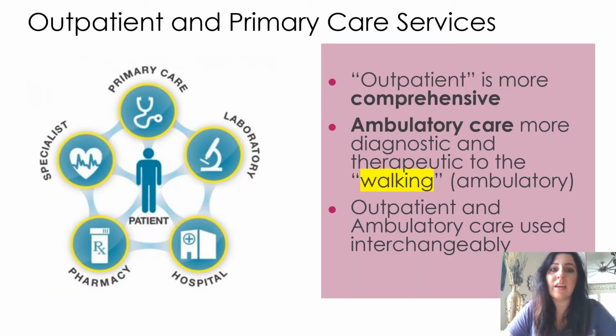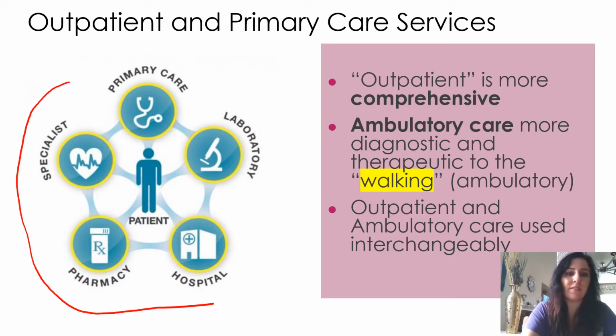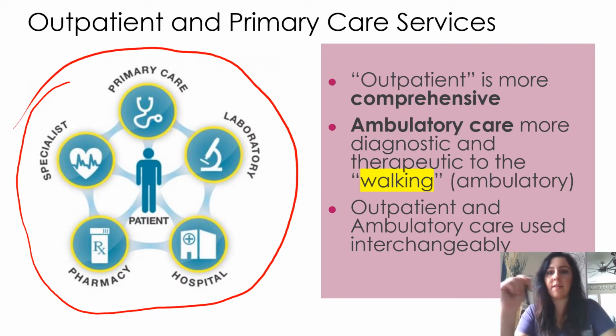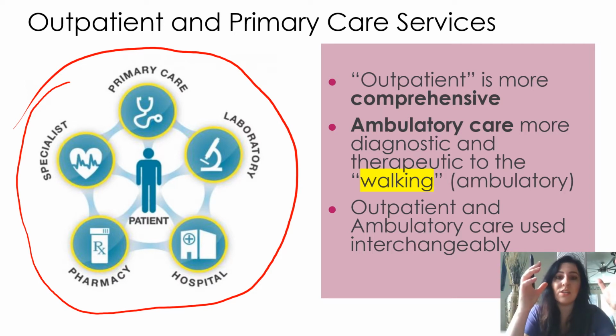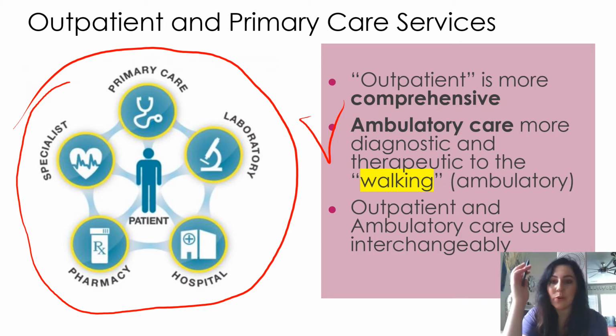All right, so here is an array of different types of outpatient services that may be provided. Outpatient care is more comprehensive, and there are so many different types of services that fall into outpatient. First, I know we've already talked about how ambulatory care means walking. Ambulatory care is another word for outpatient care.